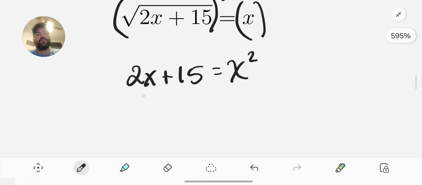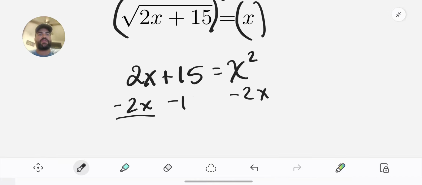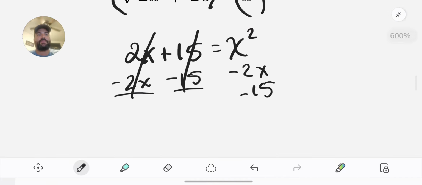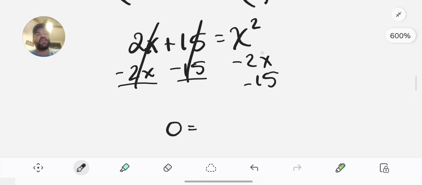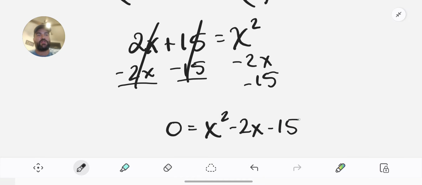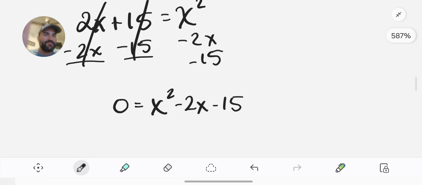So, we're going to move these terms over here. I like to keep x squared positive. So I'm going to minus 2x. I'm going to minus 15. Okay, that'll go away. That means we got 0 equals. None of these mix, so I'm just going to write it out. X squared minus 2x minus 15. Voila.